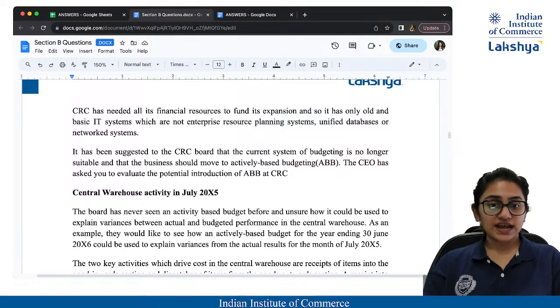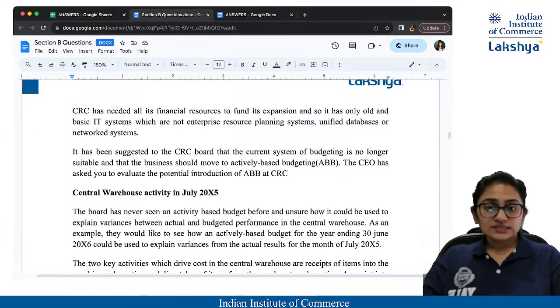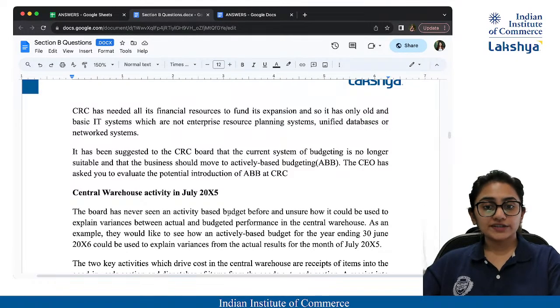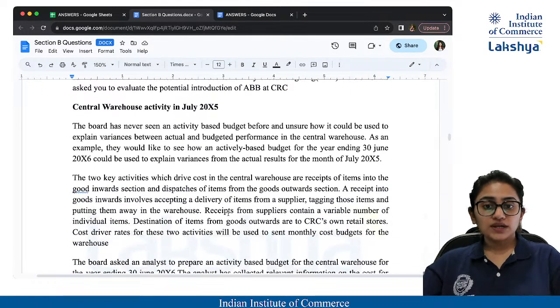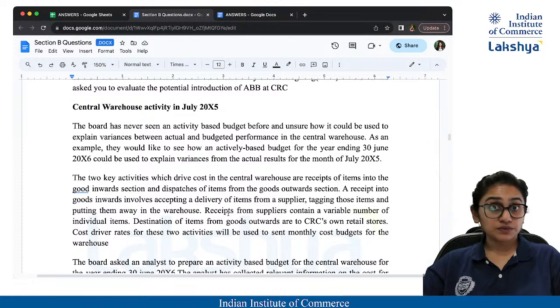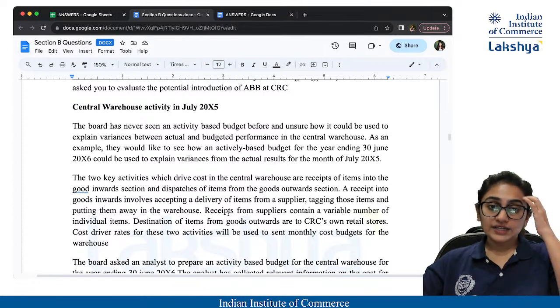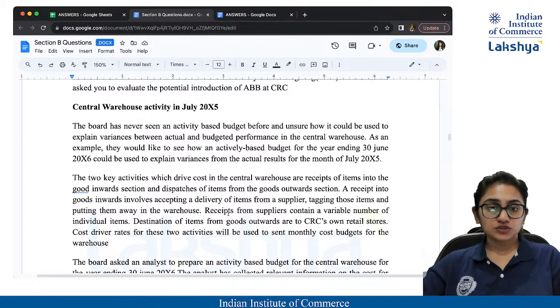Yesterday we saw what is an activity based budgeting. Central warehouse activity in July 20X5. The board has never seen an activity based budget before and is unsure how it could be used to explain variances between actual and budgeted performance in the central warehouse. As an example, they would like to see how an activity based budget for the year ending 30th June 20X6 could be used to explain variances from the actual results for the month of July 20X5.